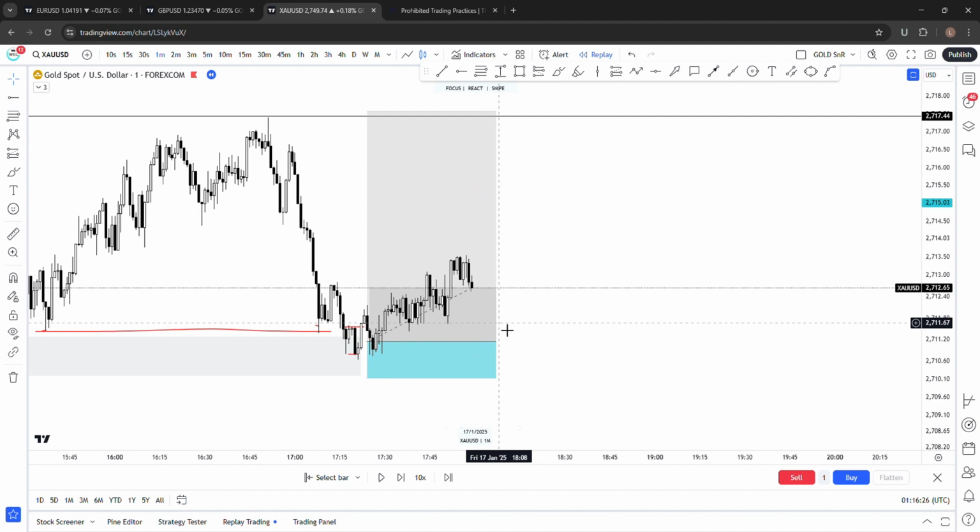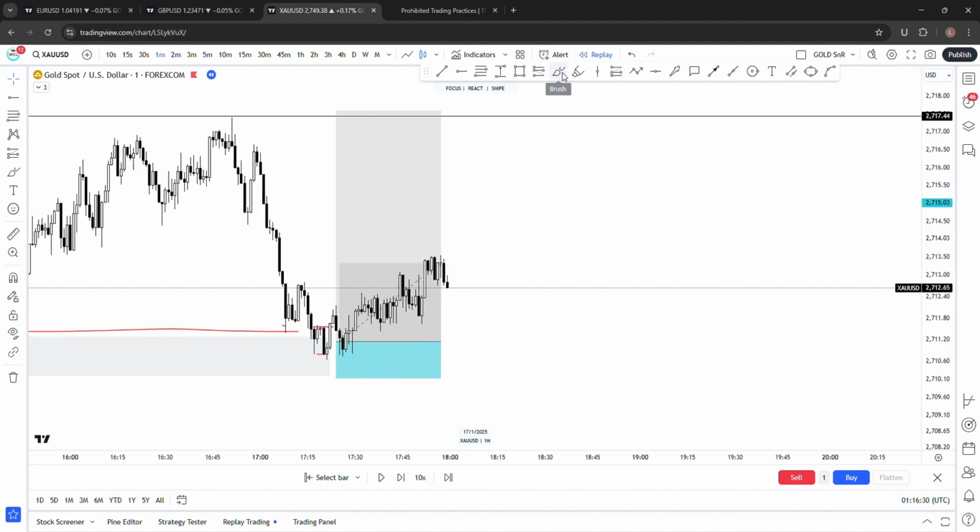Do you understand? So real quick, this is what I saw. First things first, I don't know if you guys can see this. We had a break to the top, and then we've also had another break to the top.